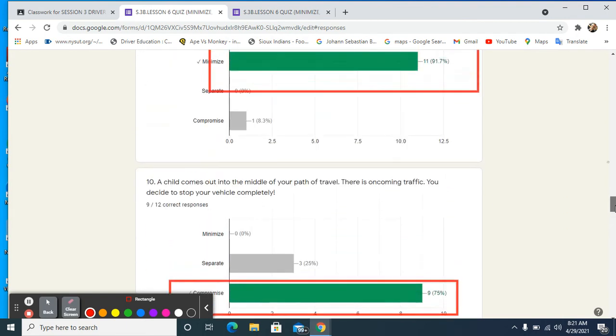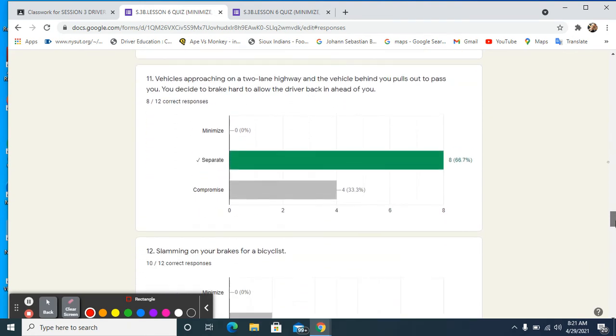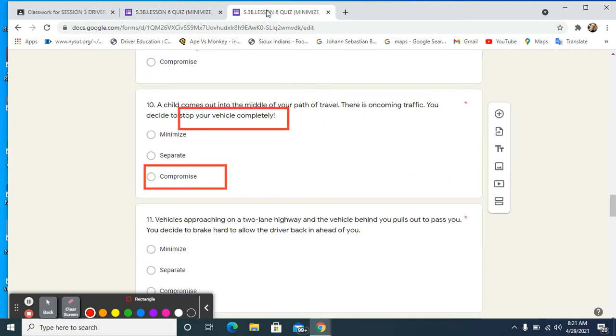Okay, so we had a question about that, and the answer is compromise on that because we are coming to a complete stop. Okay, and we're avoiding catastrophic results. Okay, number 11, vehicles approaching on a 2-lane highway, and the vehicle behind you pulls out to pass you.